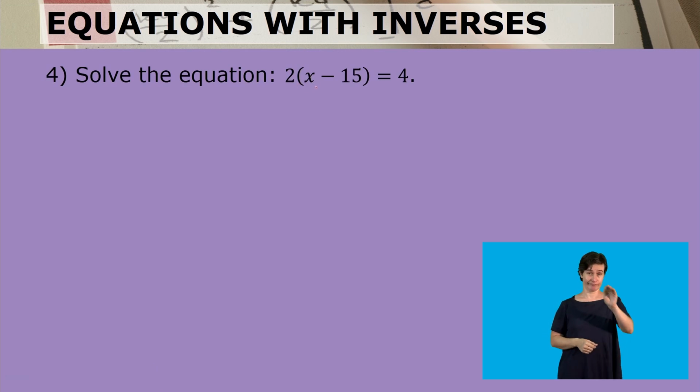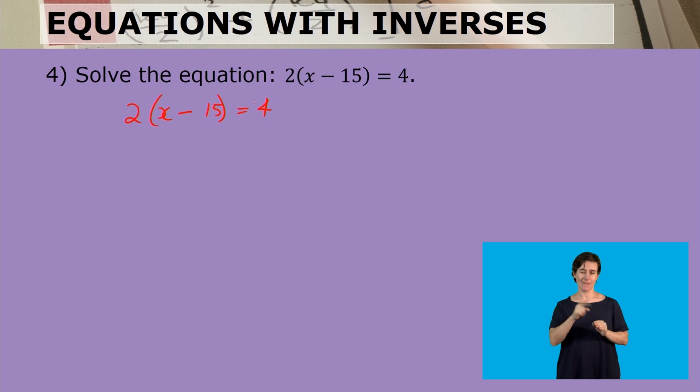2 is multiplied by (x minus 15), and the outcome should give us 4. So 2 multiplied by (x minus 15) should give us 4. We need to remove the brackets as the order of operation. Because 2 is multiplied with the terms inside the bracket, we multiply each term with 2. So it will be 2 times x, which is 2x, and then 2 times negative 15, which is negative 30, equals 4.